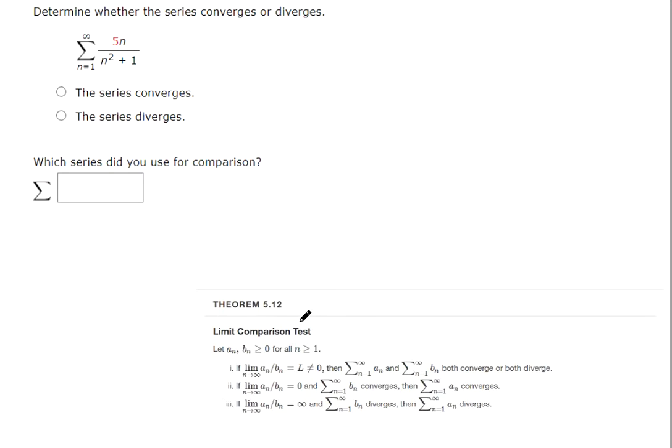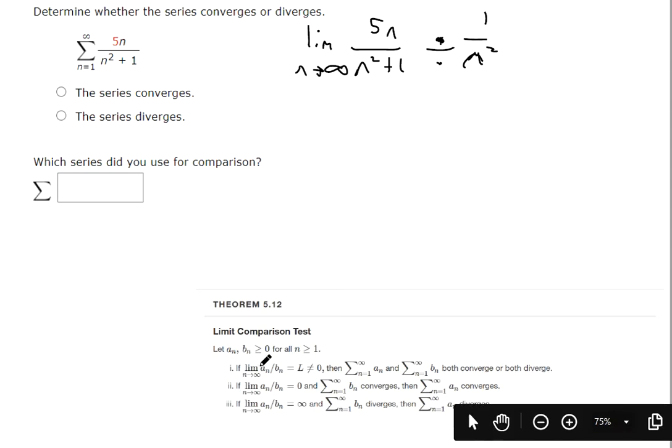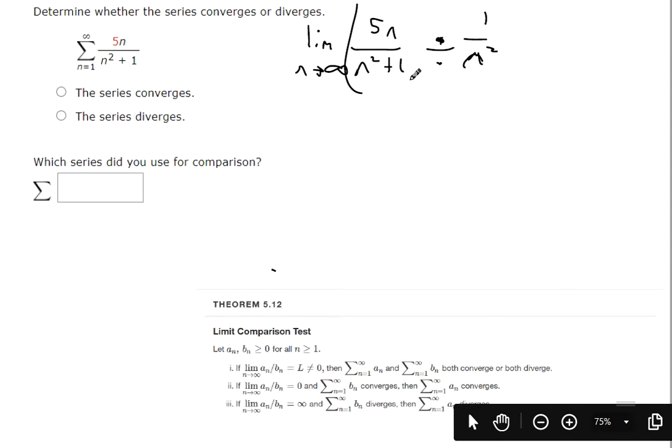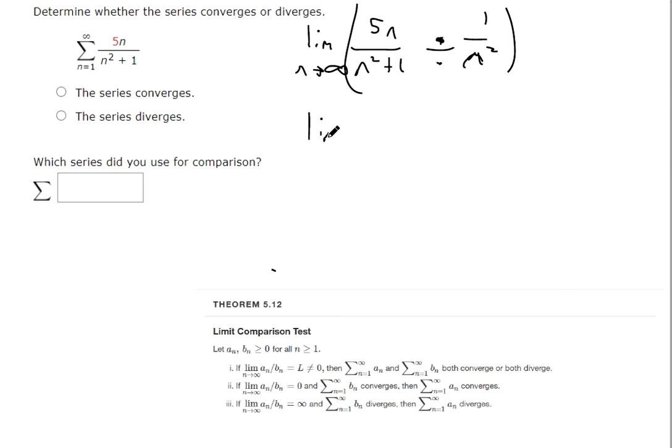So we could use the limit comparison test. We can evaluate the limit as n goes to infinity of our sequence divided by some other sequence. Sometimes it's intuition, sometimes it's a guessing game. You could try 1 over n squared, and let's see if this comes up with something that we can evaluate with the limit comparison test. We'll first evaluate this limit, and then we'll go to the table.